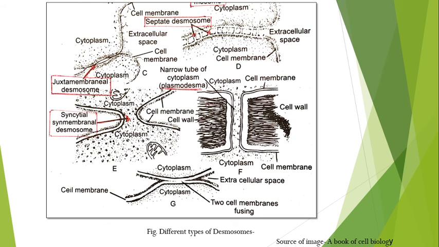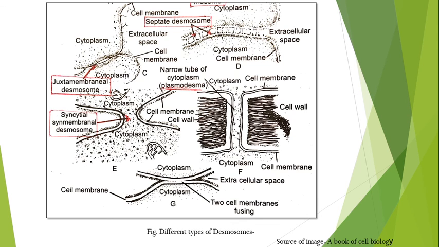Then next, septate desmosome. See here, two separated cells. Septate desmosome is just like a bar. The two plasma membranes remain separated by a distance of about 150 angstrom to 200 angstrom, and both remain joined by many transverse parallel septa. See here, septate desmosomes. D1 is the septate desmosome.